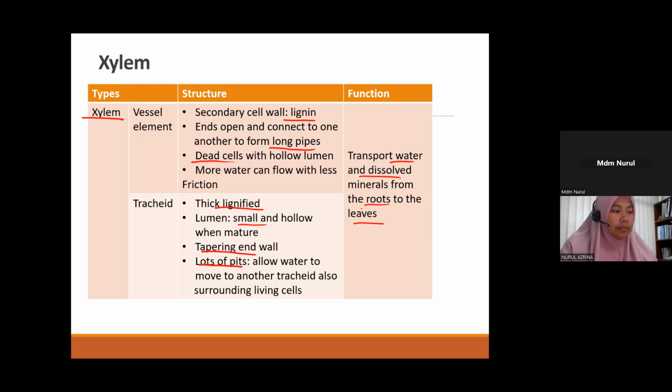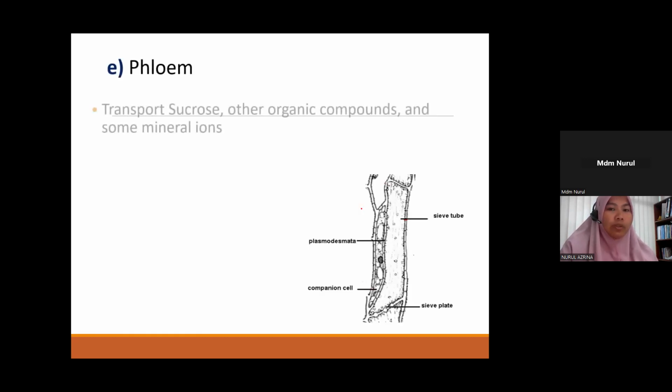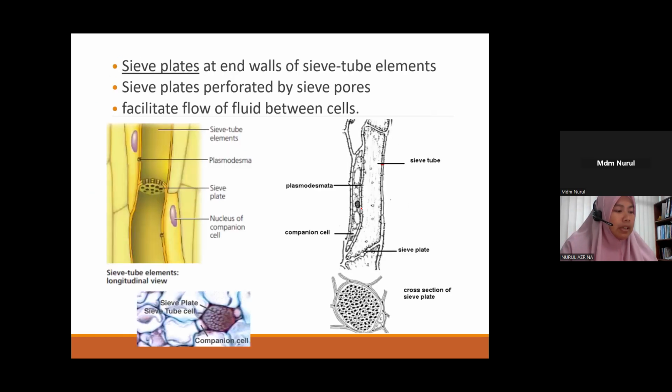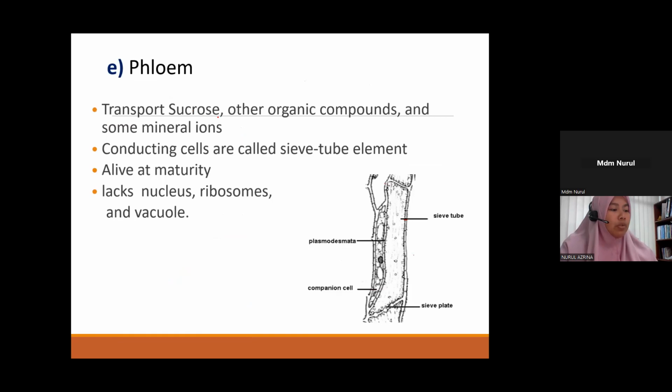Okay, now let's go to phloem. Phloem functions to transport sucrose or other organic compounds and some mineral ions that are made via photosynthesis. The conducting cells of phloem are known as the sieve tube element, and the other one is the companion cell. Sieve tube element and companion cell.